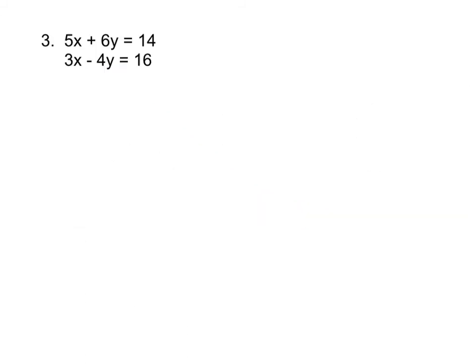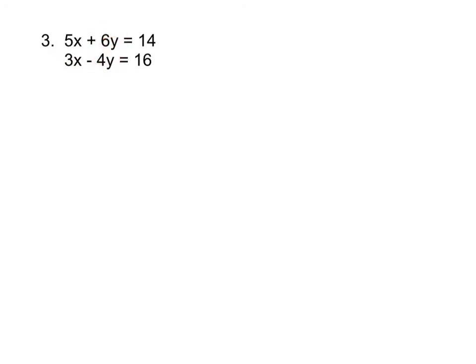Example number 3. 5x plus 6y equals 14, and 3x minus 4y equals 16. Everything is lined up. Our x's, our y's, our equal signs, our numbers. So now we have to figure out what to eliminate. Now if we look at our first terms, we have 5 and 3. What does the first number 5 and 3 go into? It will be 15. So one of these would have to be 15. One of these would have to be negative 15.